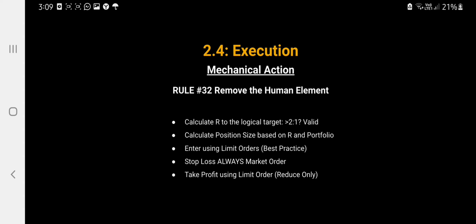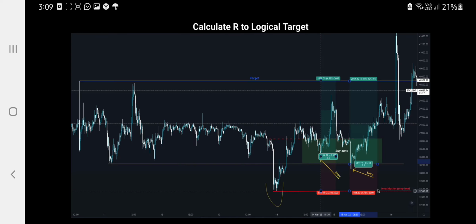We'll break all of those down individually, so don't worry about me running through them relatively quickly. I'm just giving a summary. So we want to jump now a bit deeper into Rule 32 and the first part, which is calculating R to the logical target. You can see here with this example, it might look confusing at first, but we're going to break this down fully.